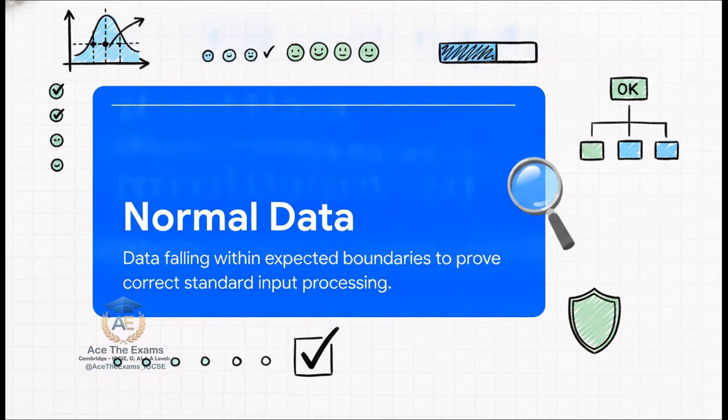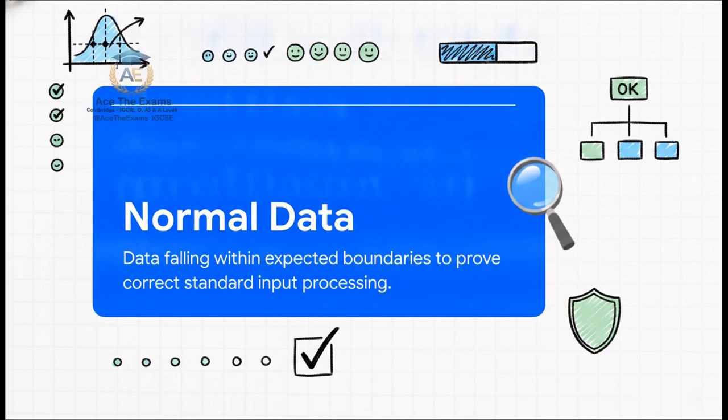If we use the PEEL framework, here's how a top-tier answer looks. Point. Normal data is data within the expected valid range. Evidence. For example, if a system accepts test scores between 0 and 100, entering a score of 50 is using normal data. Explanation. This is because 50 is a standard expected value that the system's logic is designed to process without triggering any error handlers. Link. Therefore, testing with normal data proves that the system's core functionality works correctly for the majority of standard user interactions.